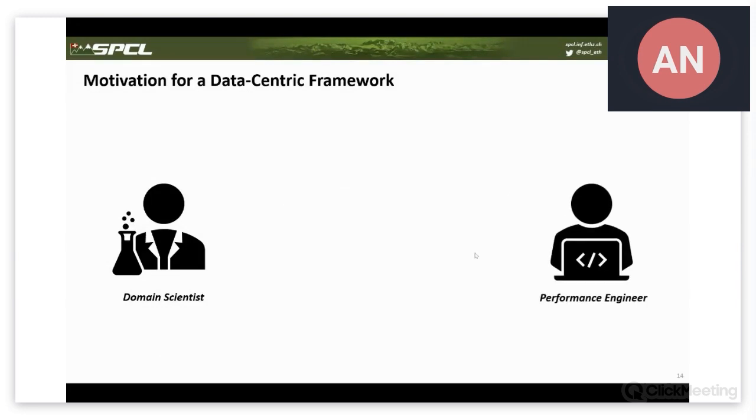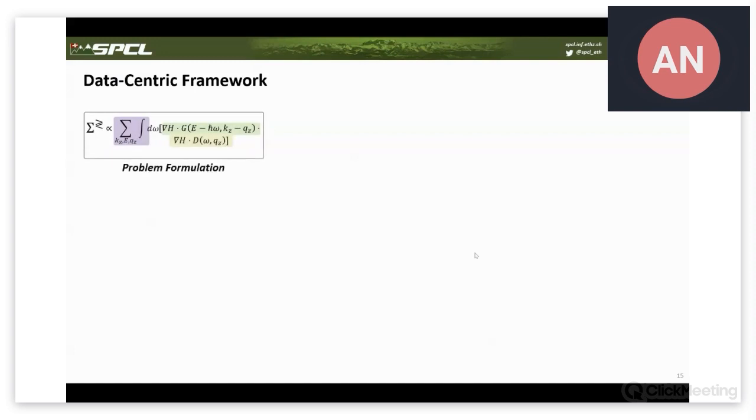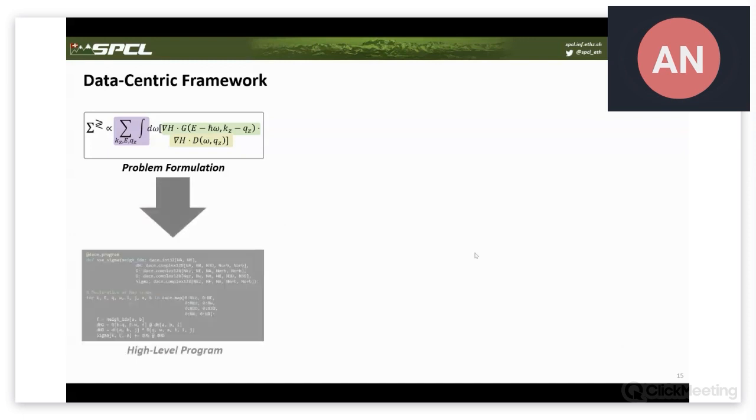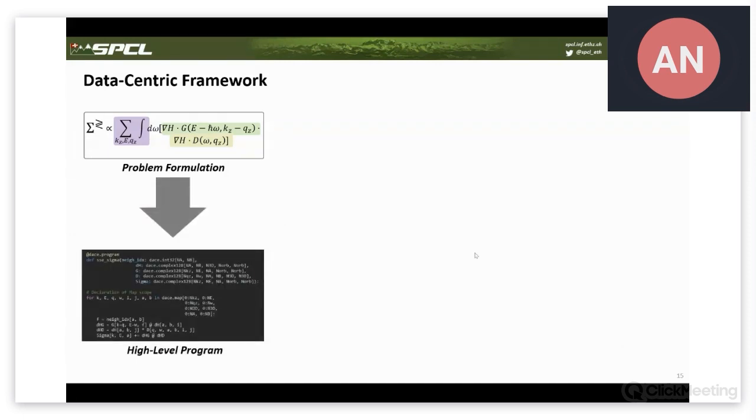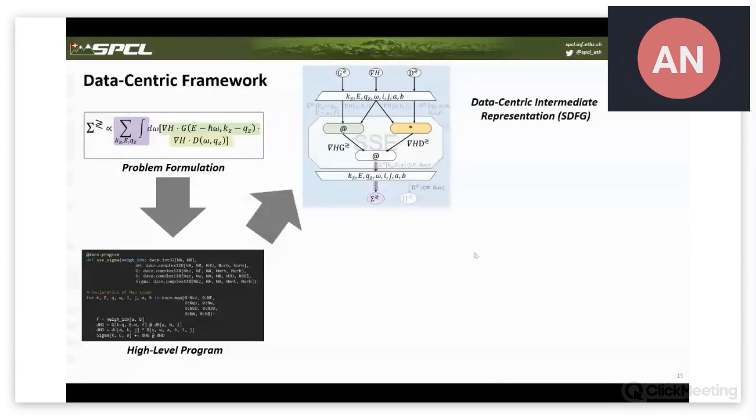So what exactly is this data-centric framework? We start with a domain scientist who comes up with a problem formulation. Now we expect the domain scientist to also write this formulation in a high-level program in a language like Python, for example, which is quite popular now with domain scientists. Then this high-level program, which should be easy to write, will automatically be converted into what we call a data-centric intermediate representation. Now, at this point, the performance engineer takes over, and this is a graph representation.